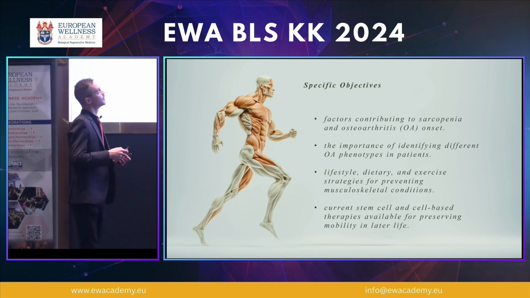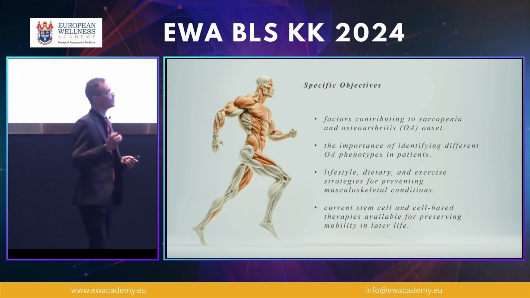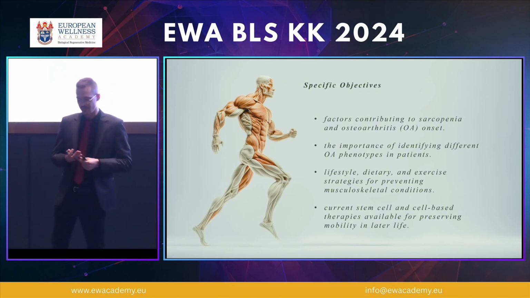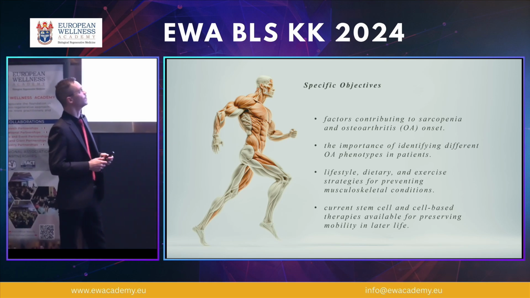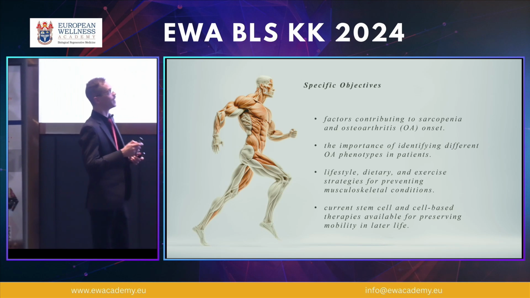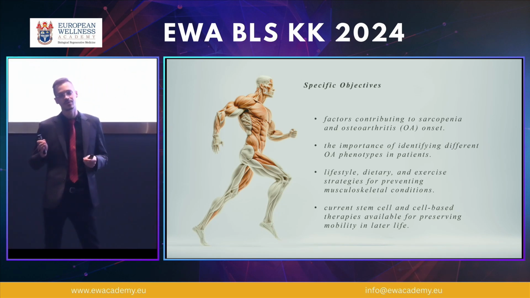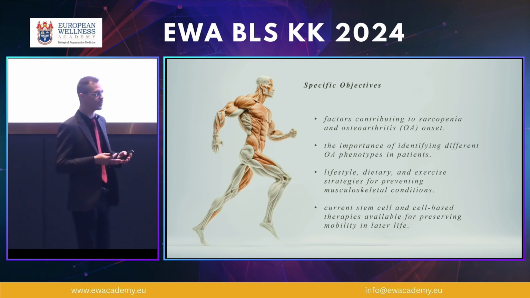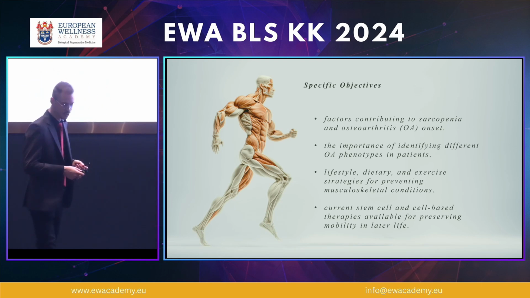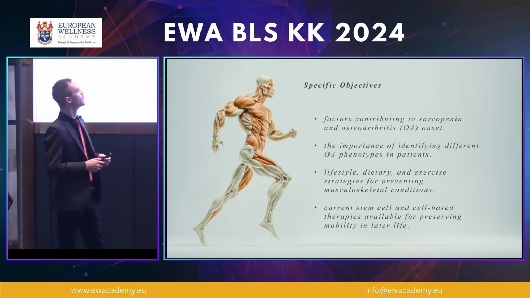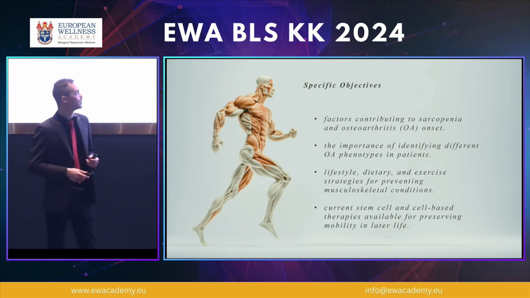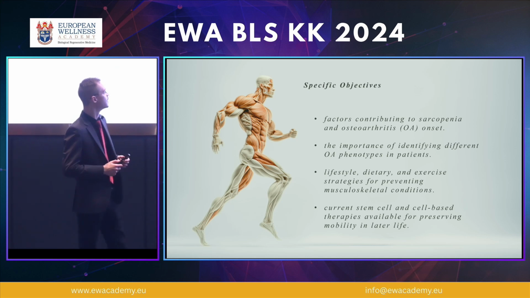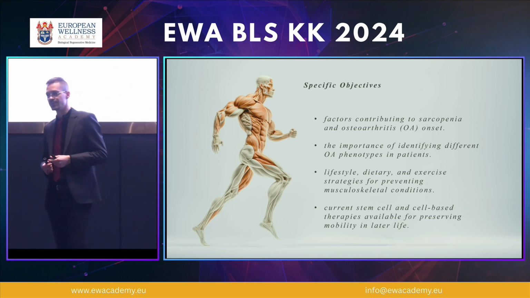So we're gonna take a look at the factors contributing to osteopenia, osteoarthritis as the main conditions that are compromising the musculoskeletal system performance. The importance of identification of different phenotypes, so we are more aware of what strategy we should choose in order to have the best effect from the therapy. Also, we'll take a look at lifestyle, dietary, exercise strategies for prevention of musculoskeletal conditions and some of the current stem cell and cell-based therapies available to do that.